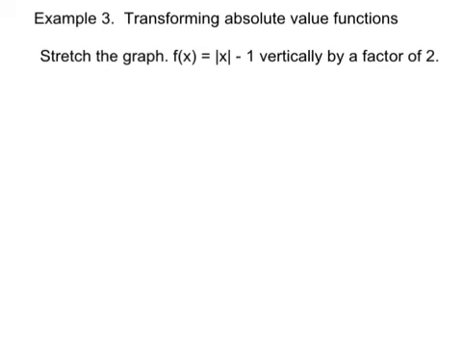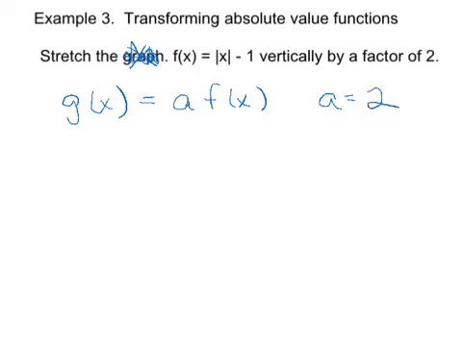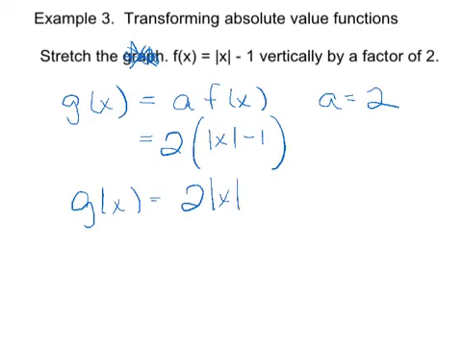Okay, let's try another example. This says stretch and graph. We are not graphing any vertical or horizontal stretches or compressions. We're just working through the equations. So in this first example, we have a vertical stretch by a factor of 2. And if you remember, this is how you work those. It's your output that changes, so you multiply a by your old function. 2 times the equation absolute value x minus 1. So g of x equals 2 absolute value x minus 2. And you have your answer.